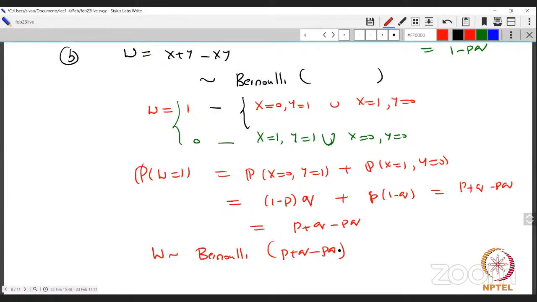Okay, very good. I hope I got that correct. I think I got that correct. I added this. This is very nice. Very good. No, I meant 2PQ. I think P plus Q minus 2PQ. Sorry, 2PQ. Yeah, thank you.